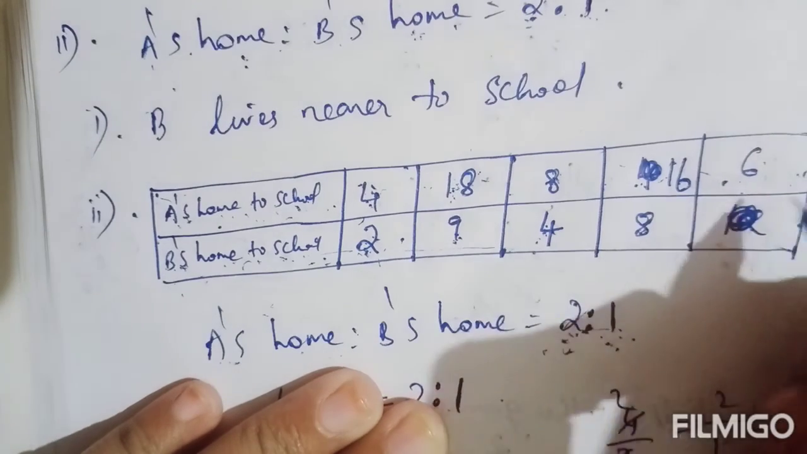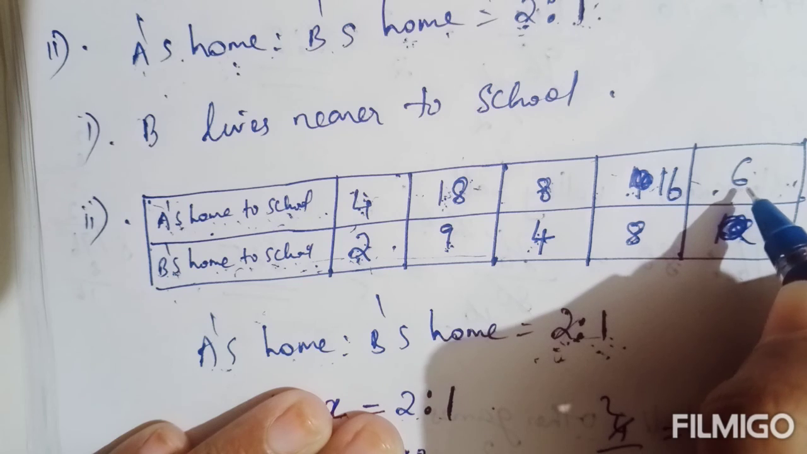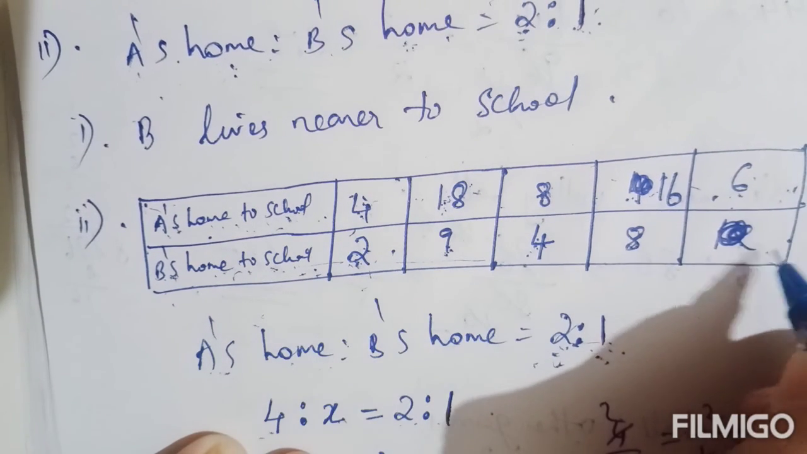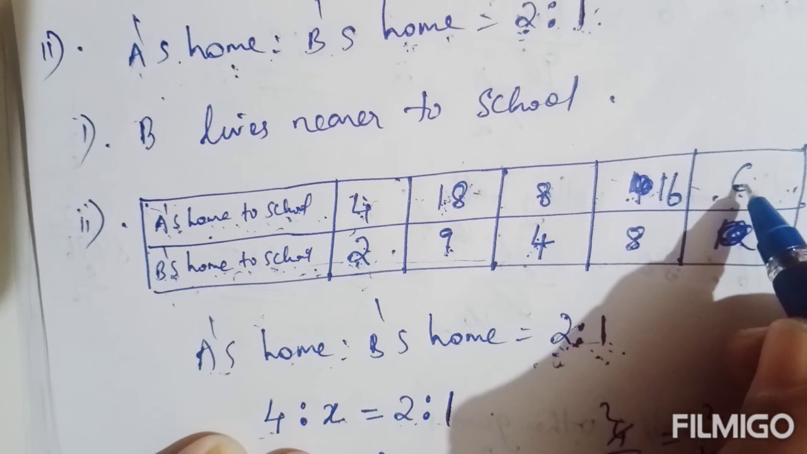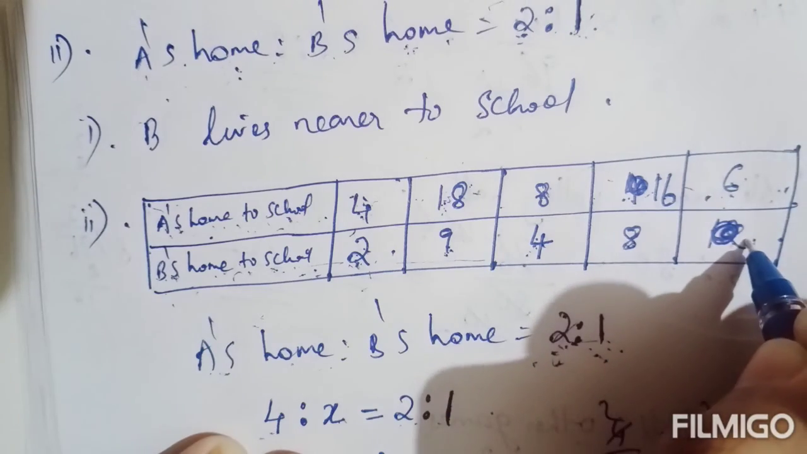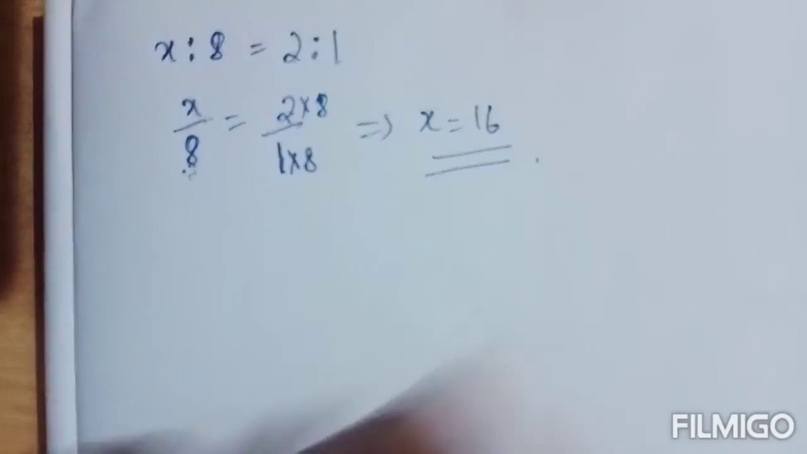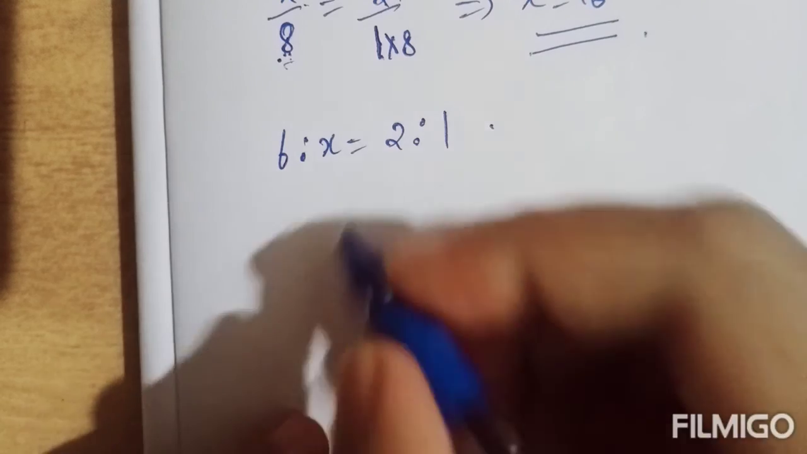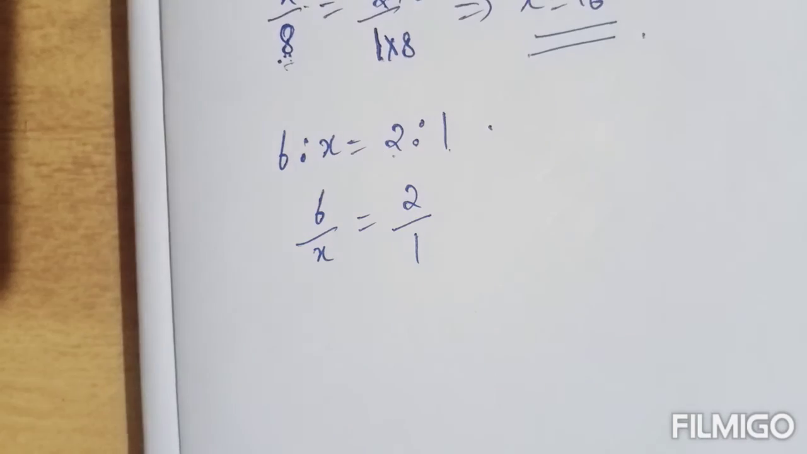Okay. Now last one. A's home to school, it is 6 km. B's home to school it is not given. So let us take this as x. Now we are taking their ratio. So what we will get? 6 is to x. And that ratio will be equal to 2 is to 1. So 6 is to x equal to 2 is to 1. 6 is to x we can write it as 6 by x equal to 2 is to 1, we can write it as 2 by 1.